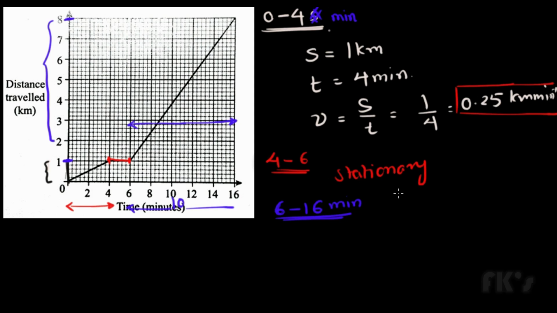I'll again say that the distance that it travels is 7 kilometers. The time that it takes is from 6 to 16, that makes it 10 minutes. So if I calculate velocity, it should be 7 over 10, which happens to be 0.7 kilometer per minute. So now you have another number here, which is 0.7.